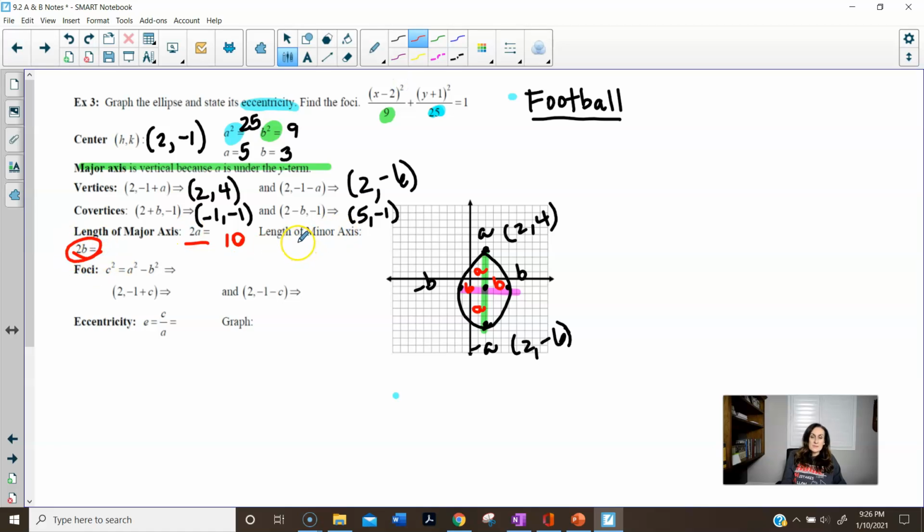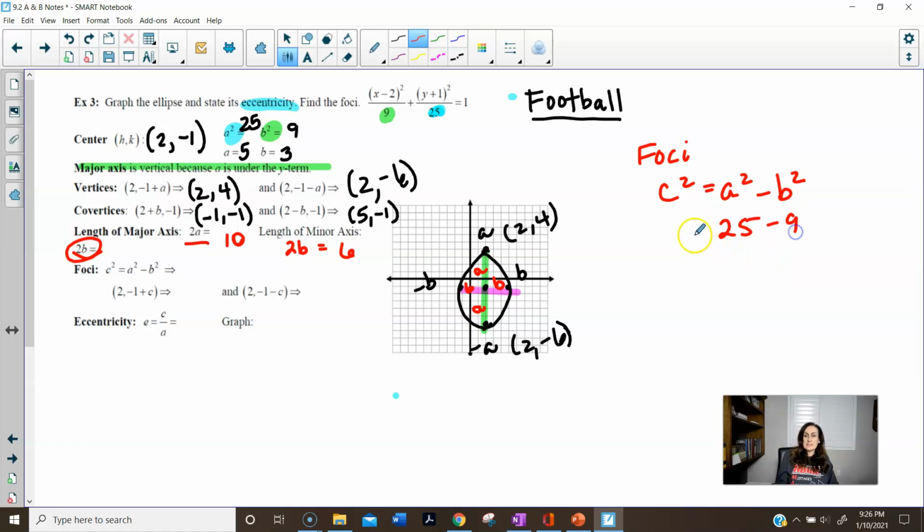Here's 2b. So 2 times b is equal to 6. So the minor axis is equal to 6. For the foci, it's going to be inside on the major axis. You're going to use c squared equals a squared subtract b squared. So a squared is 25 and b squared is 9, and that equals c squared. So c squared is equal to 16. So c is equal to 4.